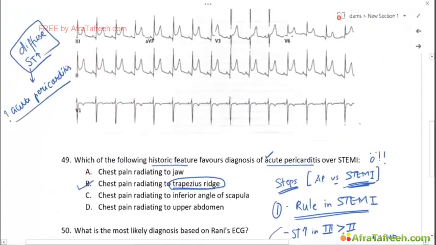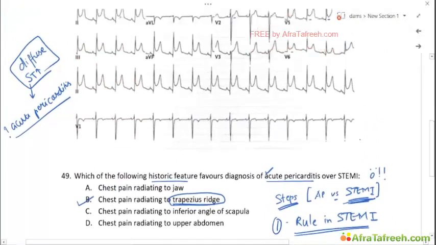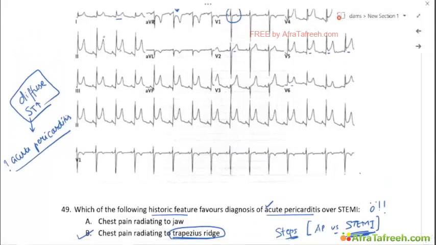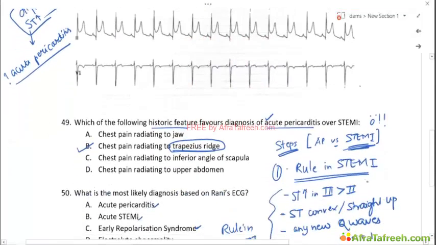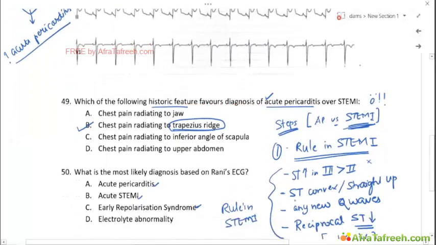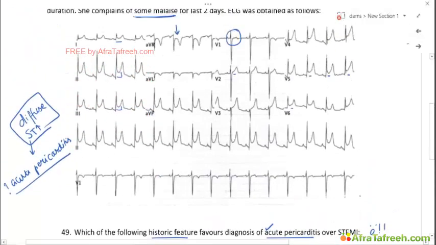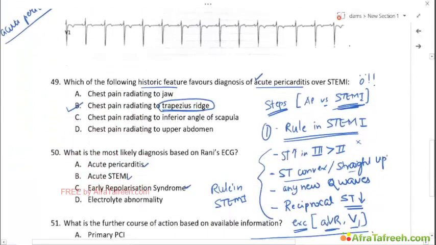Okay, so is ST elevation in 3 more than in 2? Is it the case in our patient? No. As we can see, ST elevation in 2 seems to be more than in 3. So this point is not there. Are there any convex or straight up ST elevations? I don't think so. They're always concave. This is concave, concave, concave, concave here also. So we have all concave upwards ST elevation. So this is also not a point.